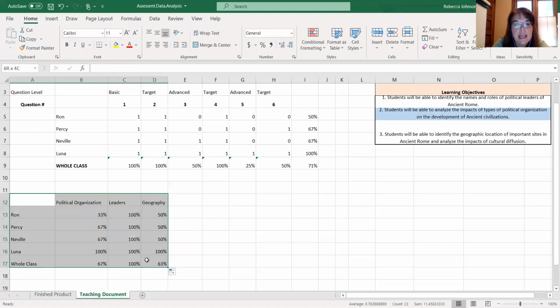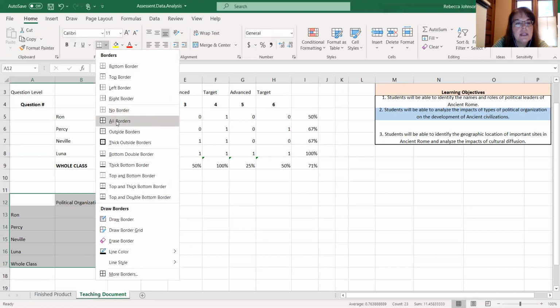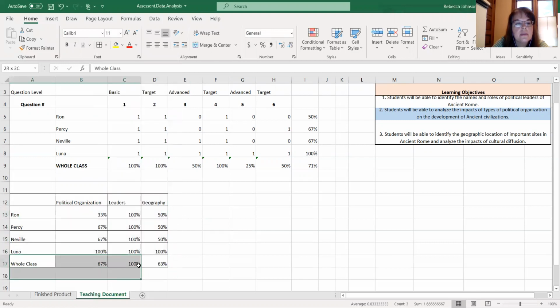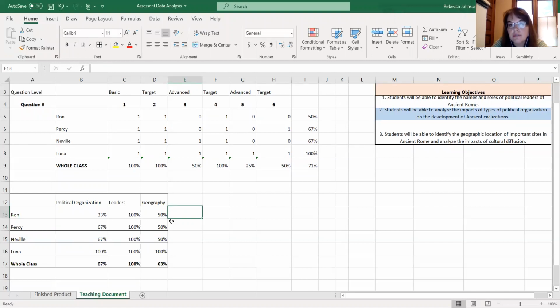So now I have a handy dandy graph that tells me how students did in each of these areas. So what I can say is that students really know more about leaders, and they know a little bit less about political organization and even less about geography. They struggled more on the geography questions than any other question, right? So this might be a place where I can hit a little bit harder.